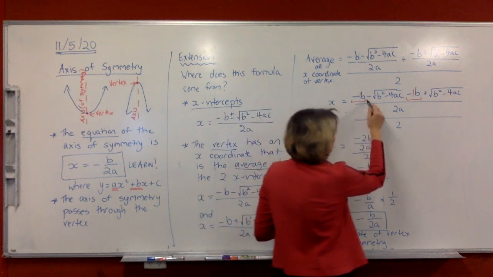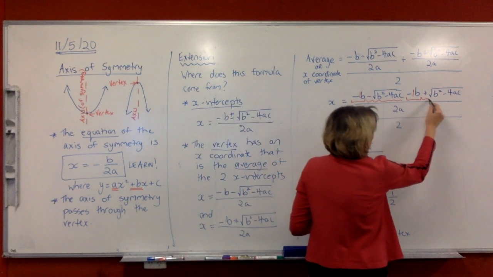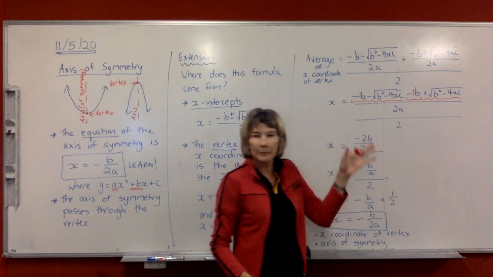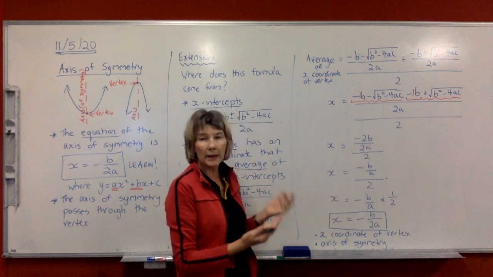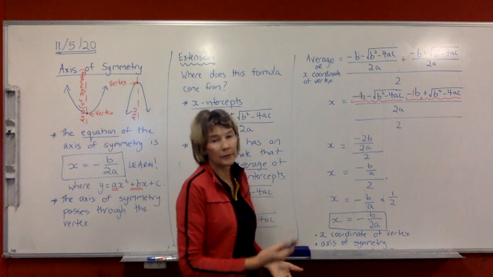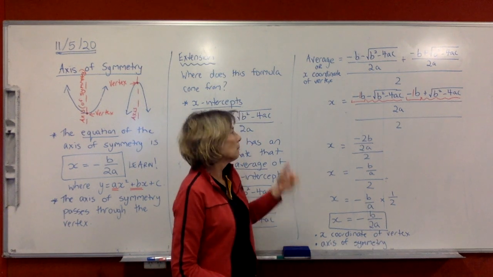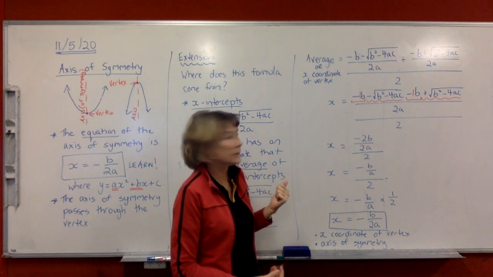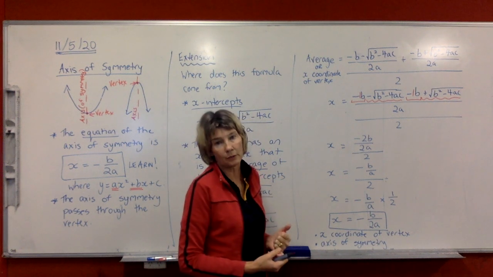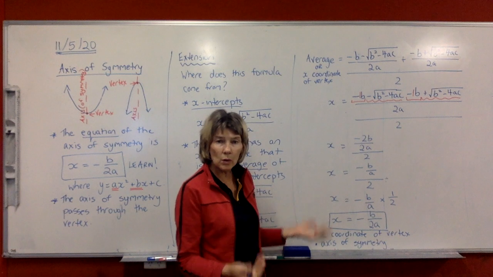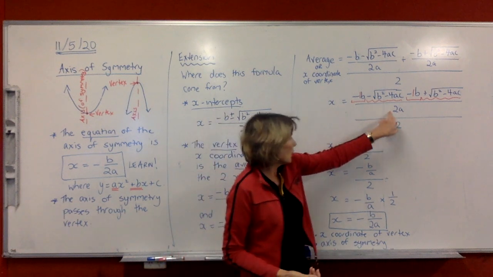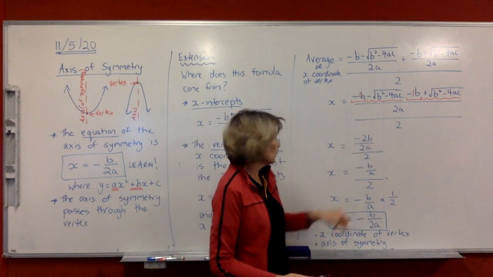Now this bit here, you've got minus something plus something. They cancel out and give you nothing. So if we had minus 7 plus 7, that'd give you nothing. Minus 4 plus 4 gives you nothing. Minus root b squared minus 4ac plus root b squared minus 4ac gives you nothing. So they're all gone. It's over 2a, and then we've got it over 2 again.